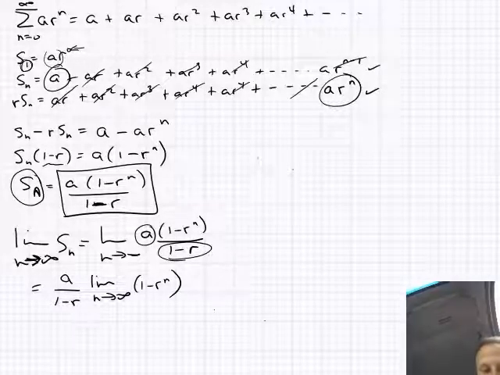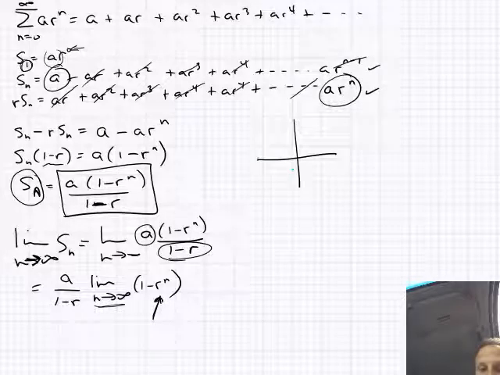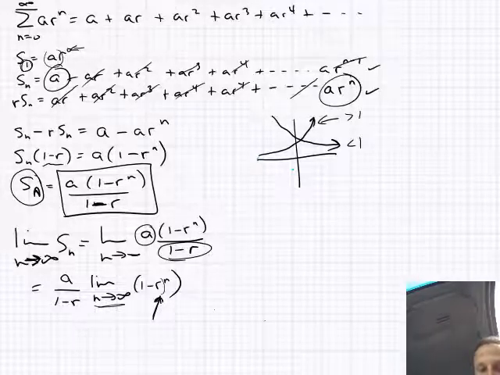Now here's the thing, r to the n is an exponential function. Depending on what r is, that thing acts differently as n goes to infinity. You think about your exponential functions. You have two exponential functions. One does this, one does this. This one is when your base is greater than 1. This one is where your base is less than 1. The base in this case being r. So this limit has two different answers.